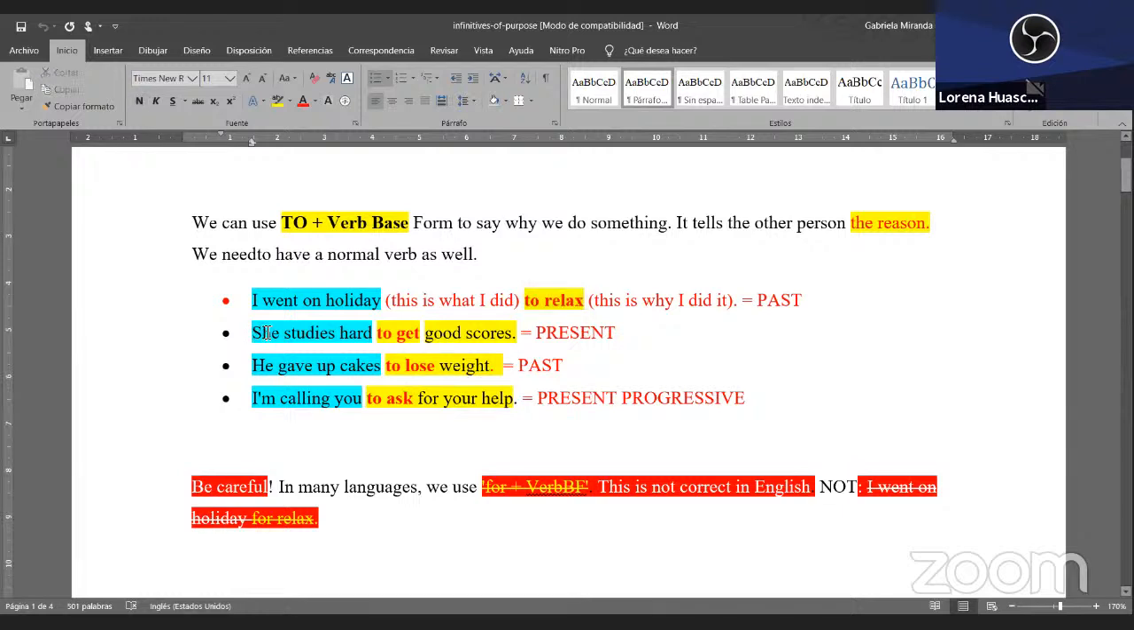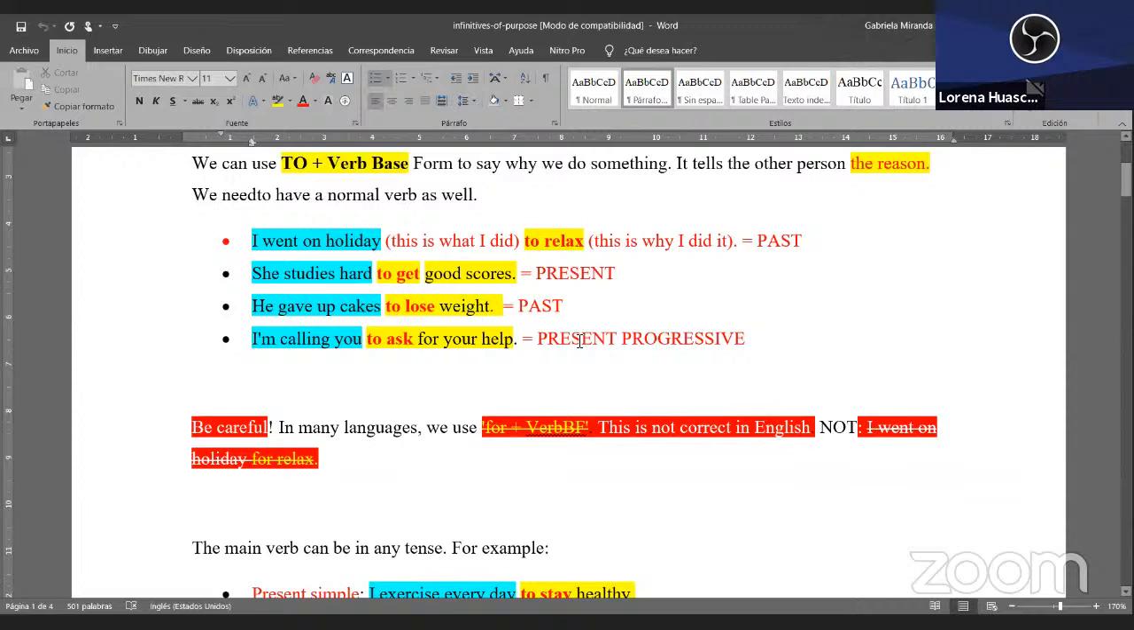She studies hard to get good scores. So we could use simple present, for example, here. She studies hard. What is the purpose? To get good scores. In simple past, what do we have? He gave up cakes, right? Gave up, in past. Why? What was the reason? To lose weight. So this is in past, right?